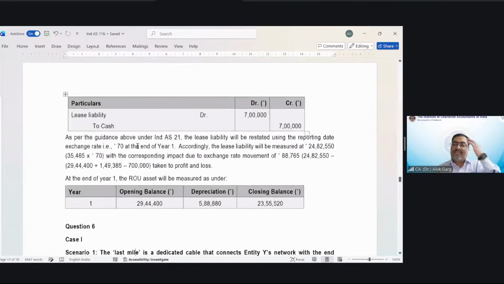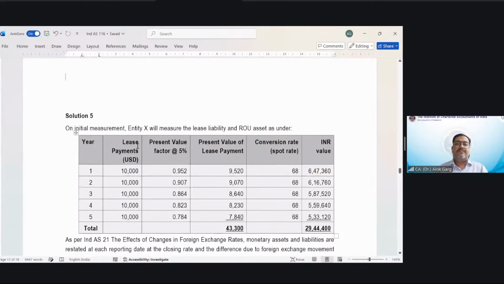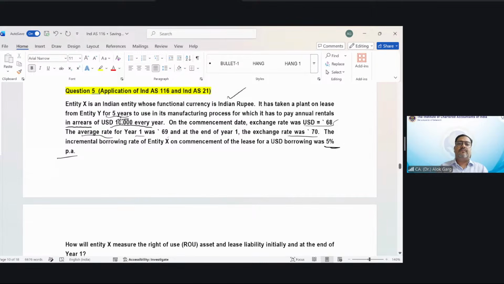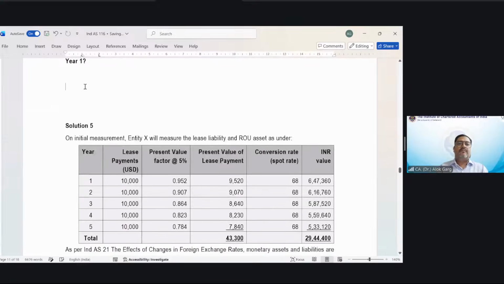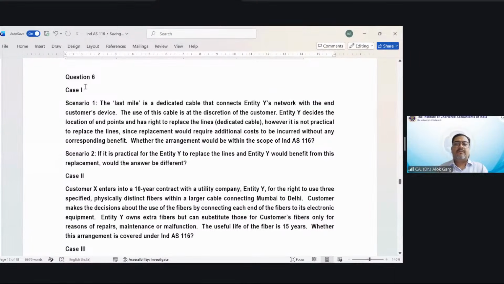Again, I am moving to this. We covered question number 5 also. Question number 5 is on application of Ind AS 116 and Ind AS 21. Okay, let's go to the other question. Question number 6, scenario 1.